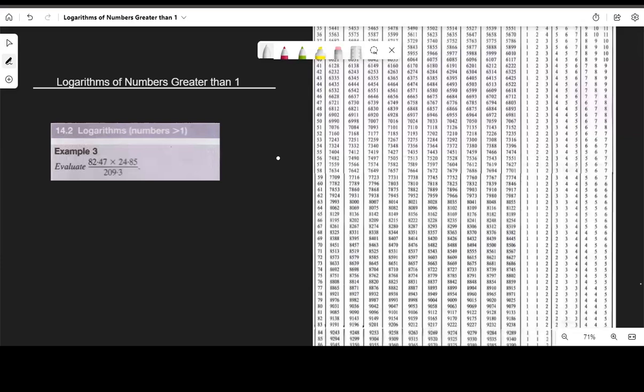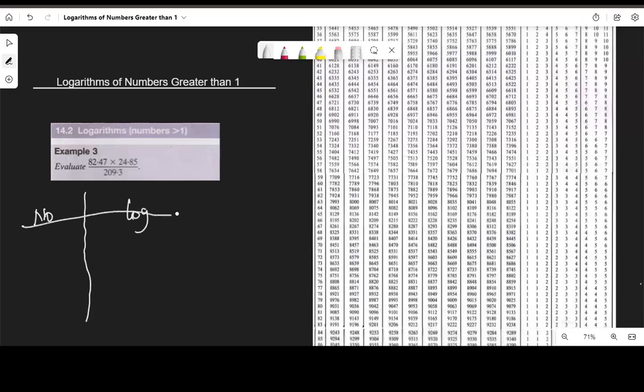And the first question here says, evaluate 82.47 times 24.85 over 209.3. To solve problems on logarithm, we'll do that in a tabular form. We'll arrange our table in this form. Number on one side, logarithm of this number on the other side.